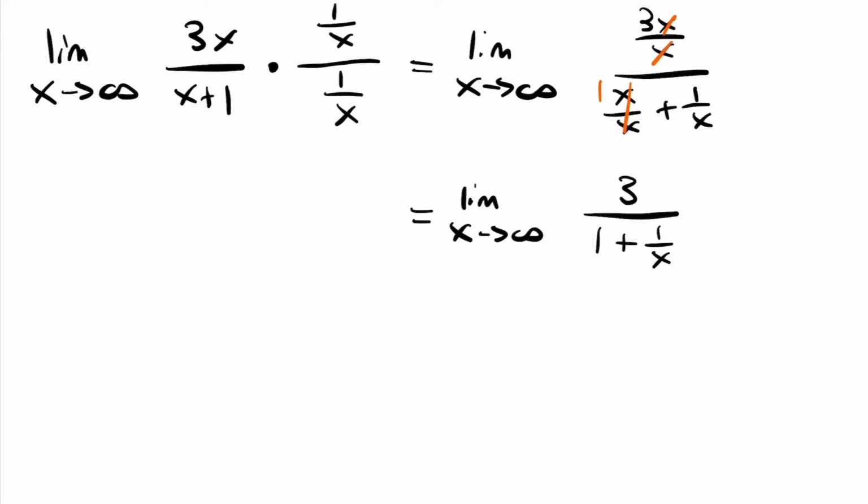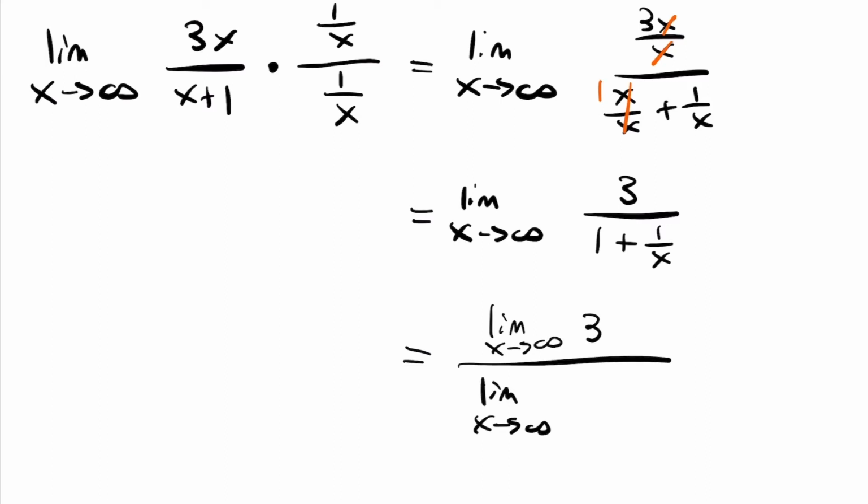So now why is that important? Why is this useful in any way? Well, now if we took the limit of each function on the top and the bottom of this fraction, we can use our special limit to evaluate this pretty nicely. So then I can write that this equals the limit as x approaches infinity of 3 divided by the limit as x approaches infinity of 1 plus 1 over x.